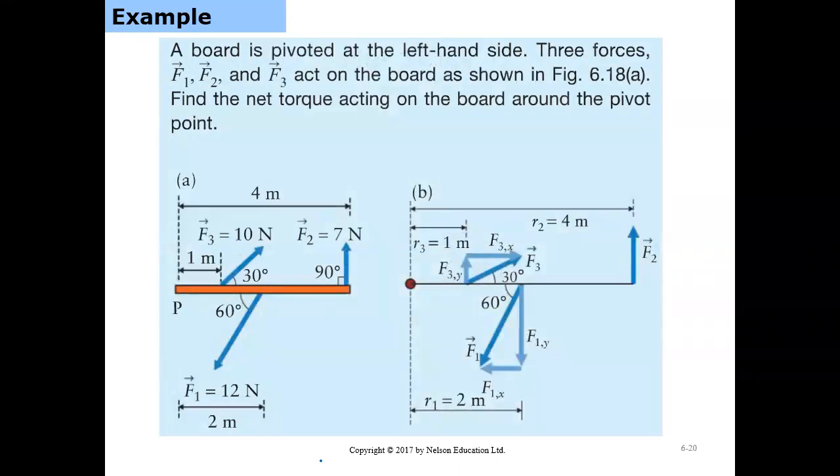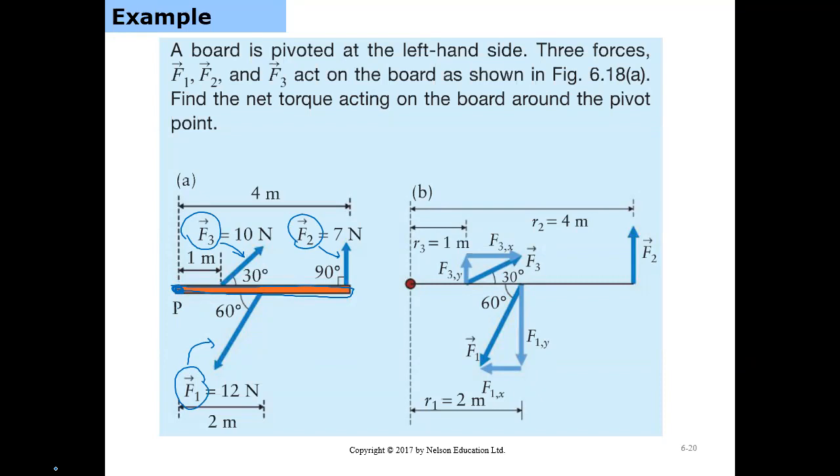Okay, here it is. So we got a question. Now we will see whether we understood how to get the direction. A board, okay, this is the board, pivoted at the left-hand side. So here it is pivoted, left-hand side. Three forces, F1, F2, and F3. You can see those three forces, right? This is F1, this is F2, and this is F3. We have three forces acting on this board at different places, right?